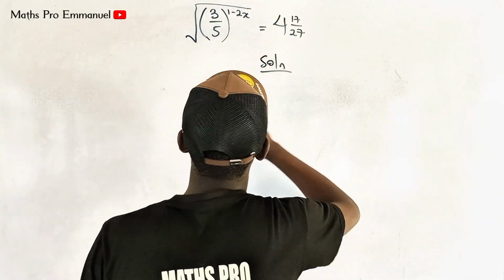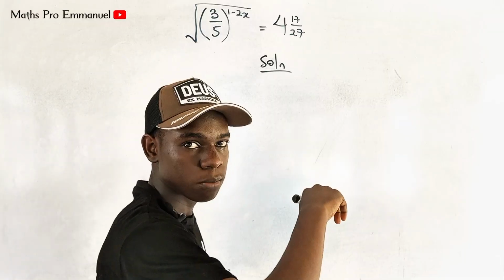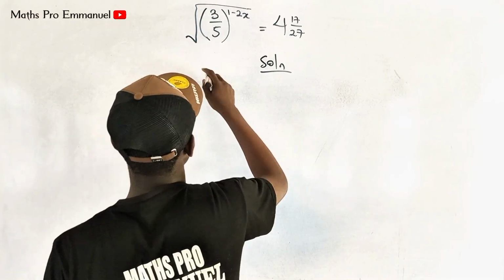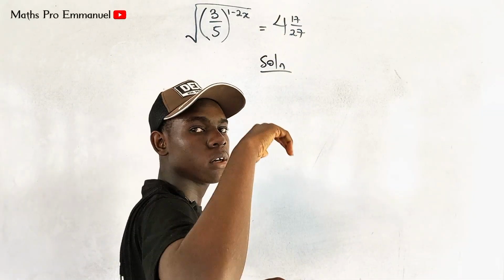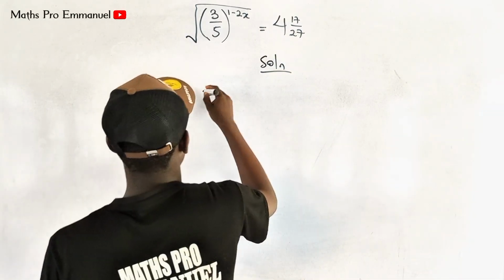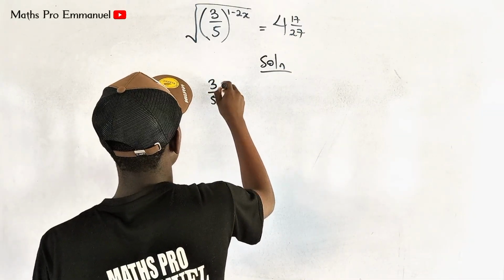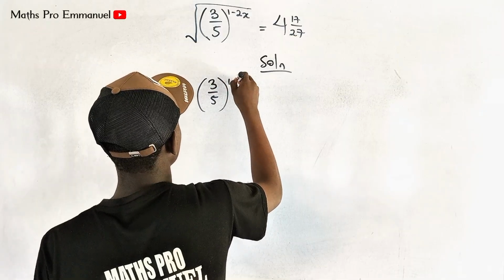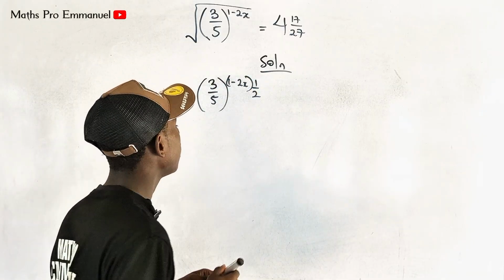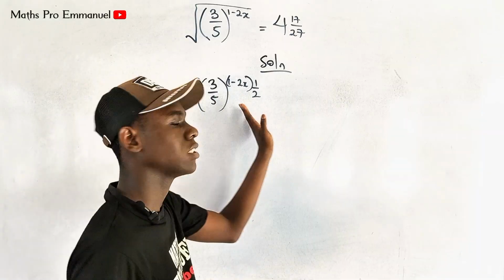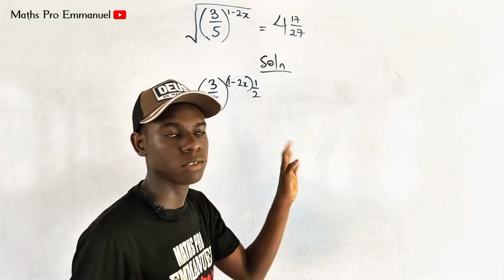So in solving this, I'm just going to square both sides. That's the first step. Or wait, let me not square both sides. I'll need to convert this to an improper fraction. So I'll have 3 over 5 all raised to the power of 1 minus 2x will multiply by 1 over 2. Because when I have a square root sign, it's the same thing as multiplying the index by 1 over 2. That one you already know.